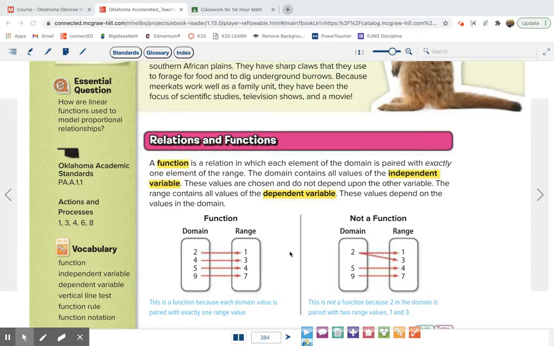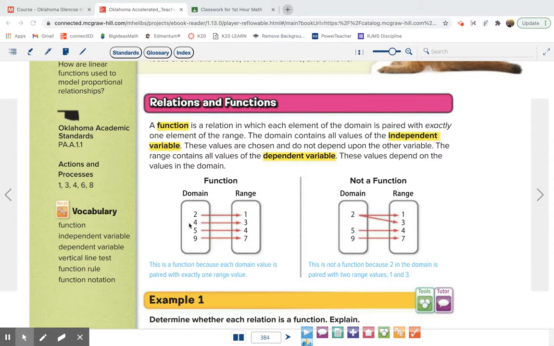So when we look at these two examples of whether something is a function, these are just like in bubbles. So this first one, remember, domain is your x values, range is your y, so that's a point. 2, 1, 4, 3, 5, 4, and 9, 7. Since we only have one line coming from each of these numbers in the domain, that is a function. So this one over here, our domain, we have 2, 5, 9. Over here, 1, 3, 4, 7. Do you see how this technically would mean the points 2, 1, and 2, 3, 5, 4, 9, 7. Since we have two lines coming from one on this side, this is not a function.